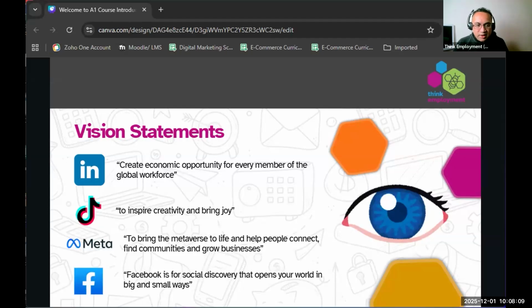So if you look at their vision, it says to bring the metaverse to life, which they're working on, and help people connect and find communities. They're lacking communities at the moment, but they're going to get there. It's going to be popular. People are going to spend more time in the metaverse, do business, have meetings, go to school in the metaverse. All that's going to happen. So that is in the future. It doesn't matter if they haven't achieved it now. It's their future statement.